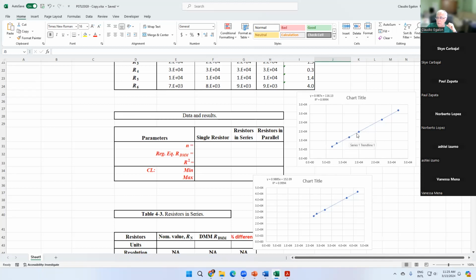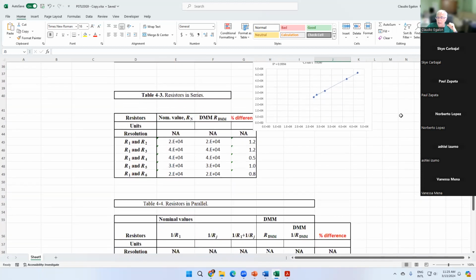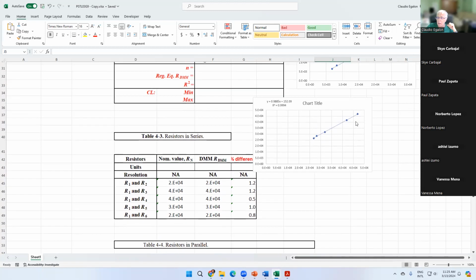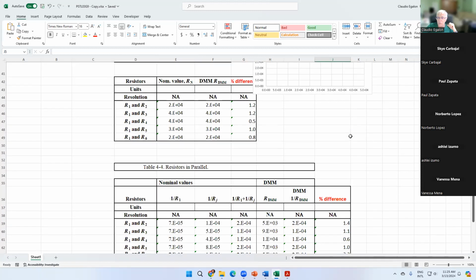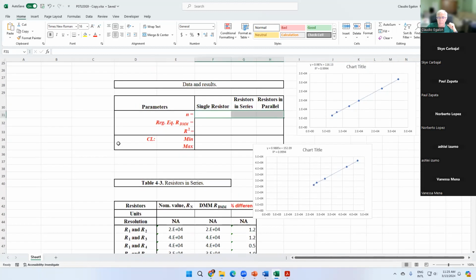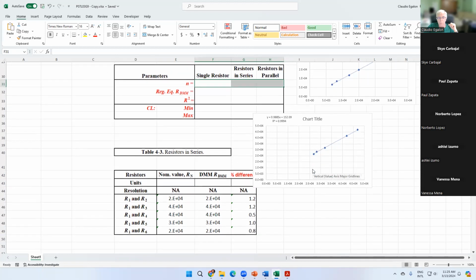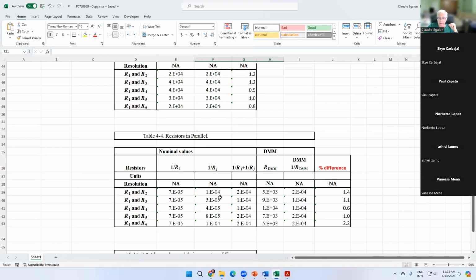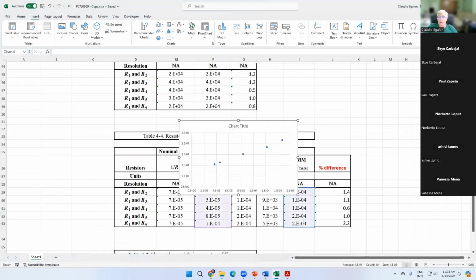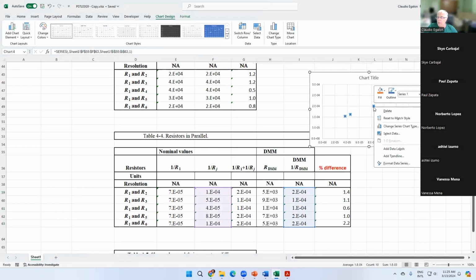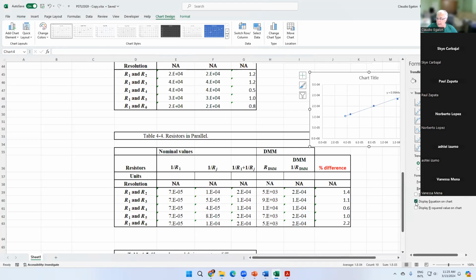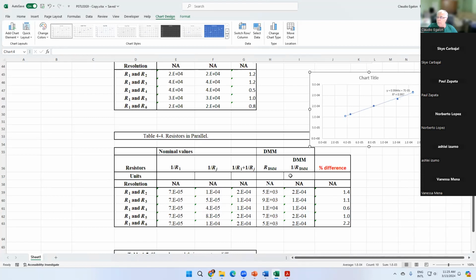Notice that the first graph has 1, 2, 3, 4, 5, 6 data points, but the second and third graph have only 5, okay? 1, 2, 3, 4, 5, right? So watch out for that. When you're using n here, make sure you put the right number of data points in the graph. Here's the other graph. Insert. Okay, here you go. Straight line, add trend line, display R square. That's what we have here.